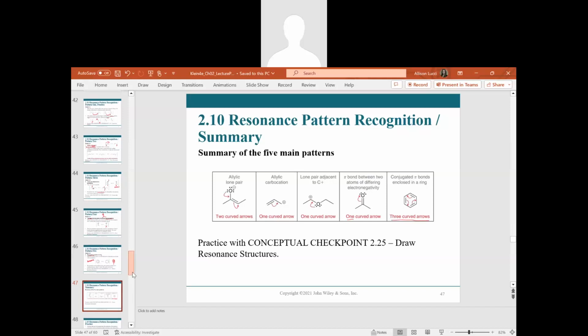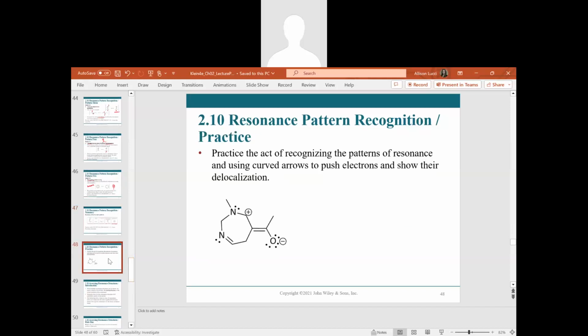So see if you can take a look at this structure here and figure out if you see any of those resonance patterns and see if you can draw the resonance structure for this molecule. We will continue with section 2.11 next.